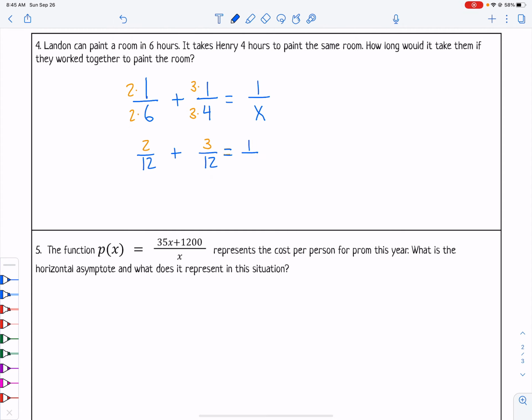So we got 1 over x still on the right. Then we can add them up. So we have 2 plus 3 would give us 5. We keep the 12. Don't add those together. And then we can cross multiply. So we get 12 times 1 is 12, and then 5 times x is 5x. And so we get 12 over 5.